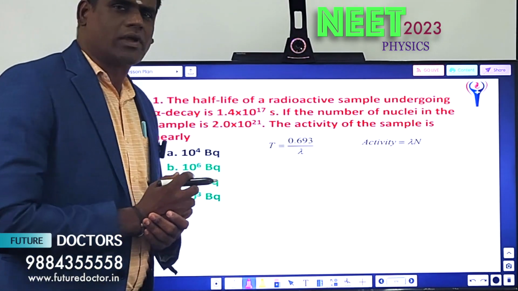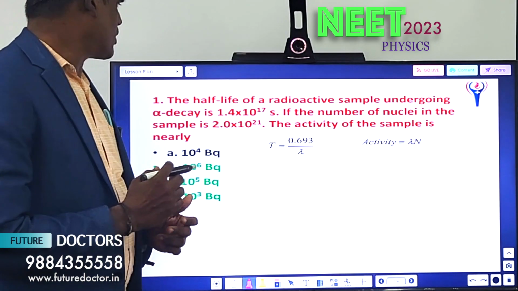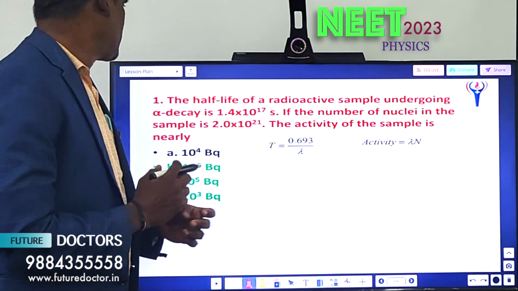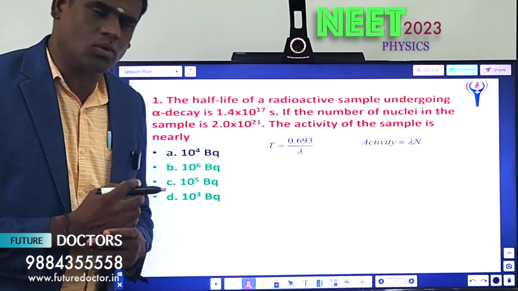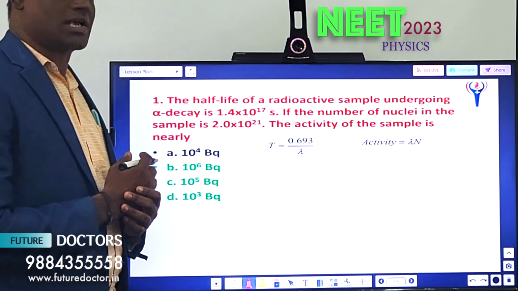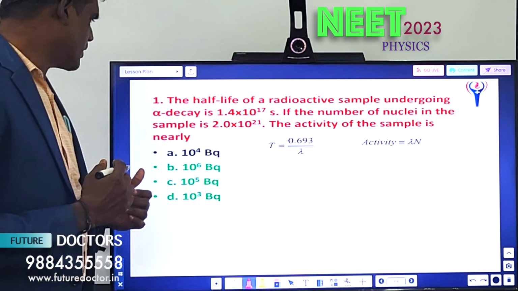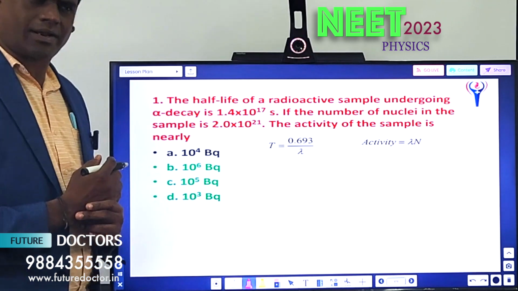The half-life of a radioactive sample undergoing alpha decay is 1.4 into 10 power 17 second. If the number of nuclei in the sample is 2.0 into 10 power 21 nuclei, the activity of the sample is nearly dash. I think most of you got the answer. Option A, 10 power 4 becquerel. Bq is becquerel. That is the correct answer.